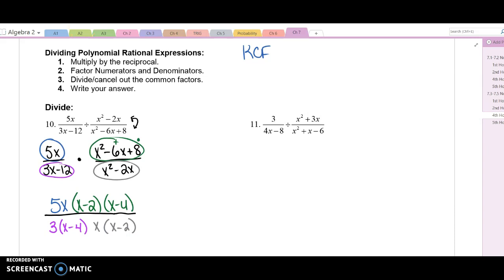Now's the fun part. Now we get to cancel stuff out. So what cancels? x minus 2, x minus 4. Does anything else cancel? The x. The 5x on the top is not 5x. It's 5 times x. So we can cancel out the x's, and the only thing that's left now is 5 over 3.